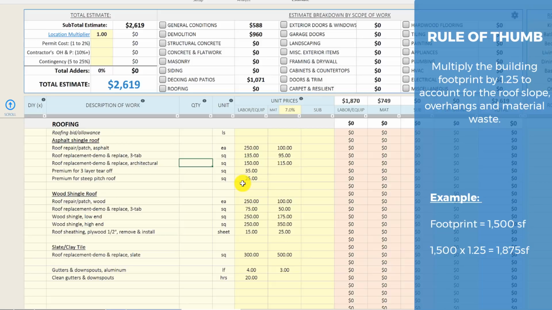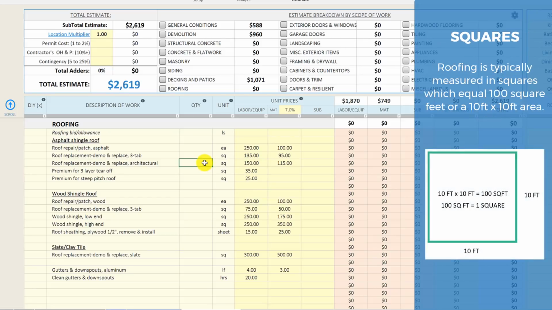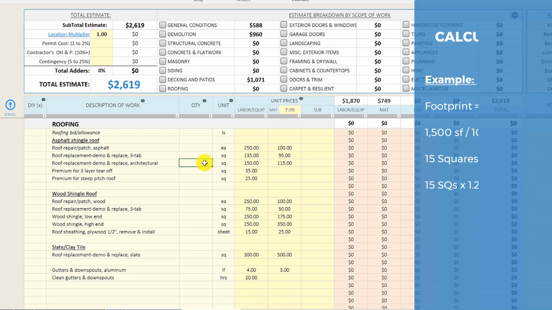That'll help you account for all of the slope for one. You've got to account for the slope on the roof, but then it'll account for any kind of overhangs and stuff like that. So this property was about 1,500 square feet, and roofs are measured in squares. So 1 square is equal to 10 by 10 square feet, which is 100 square feet. Since it's 1,500 square foot property, 1,500 divided by 100 is 15 squares.